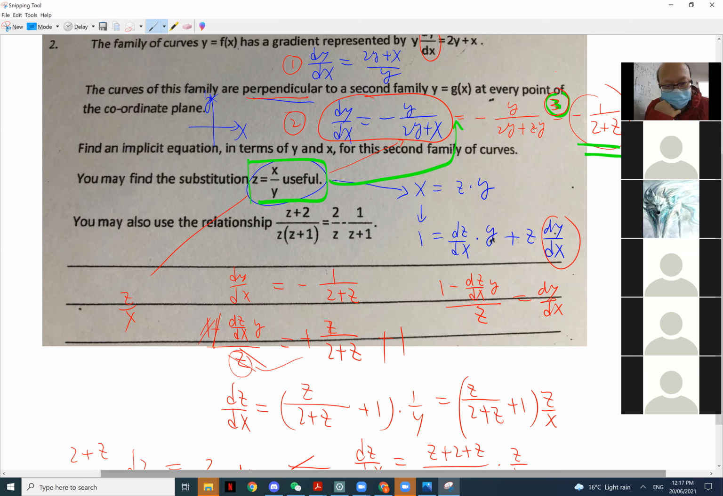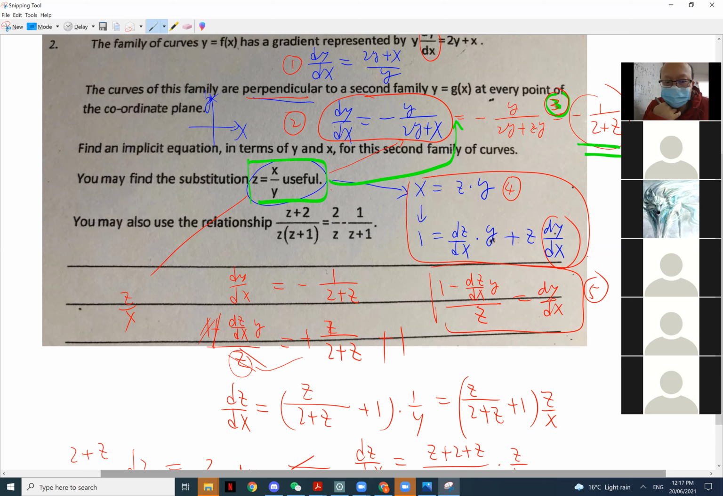Step 4. We try to use the given part here. That would be step 4. We try to differentiate, and we can make a dy dx. Still a lot of algebra.